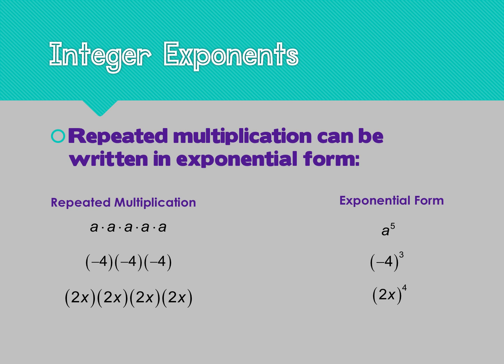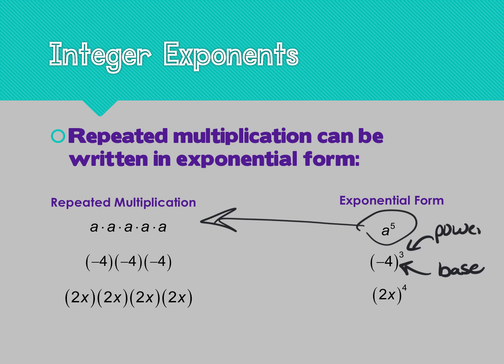So when you have an exponent, it just means that it's a shortened way of writing repeated multiplication. So for example, if you have a to the 5th, all that really means is you're going to take a and repeatedly multiply a 5 times. So the power tells you how many times you're going to multiply something. Now, in these integer exponents, this number here at the bottom, the larger number, is called the base. And up here, this is your power or your exponent.